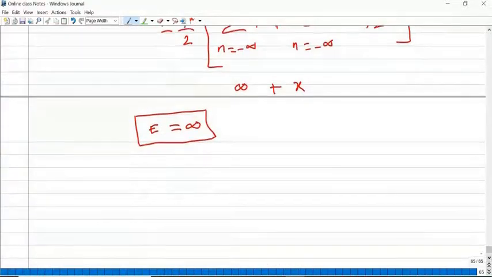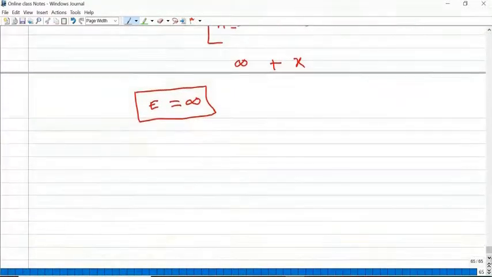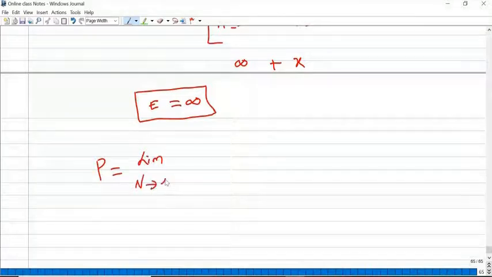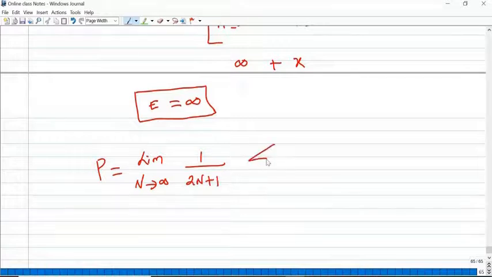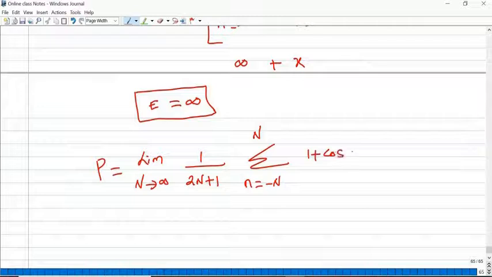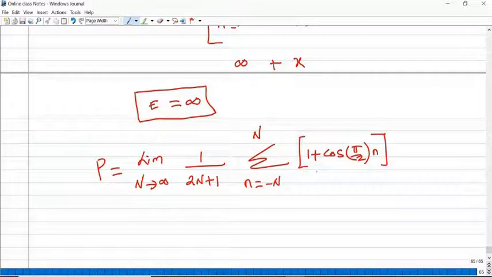Okay. Now check the power of the signal. Limit n tends to infinity 1 divided by 2n plus 1, summation n equal to minus n to n of x of n square. So x of n square is cos square theta, and cos square theta equals 1 plus cos pi by 2n divided by 2.